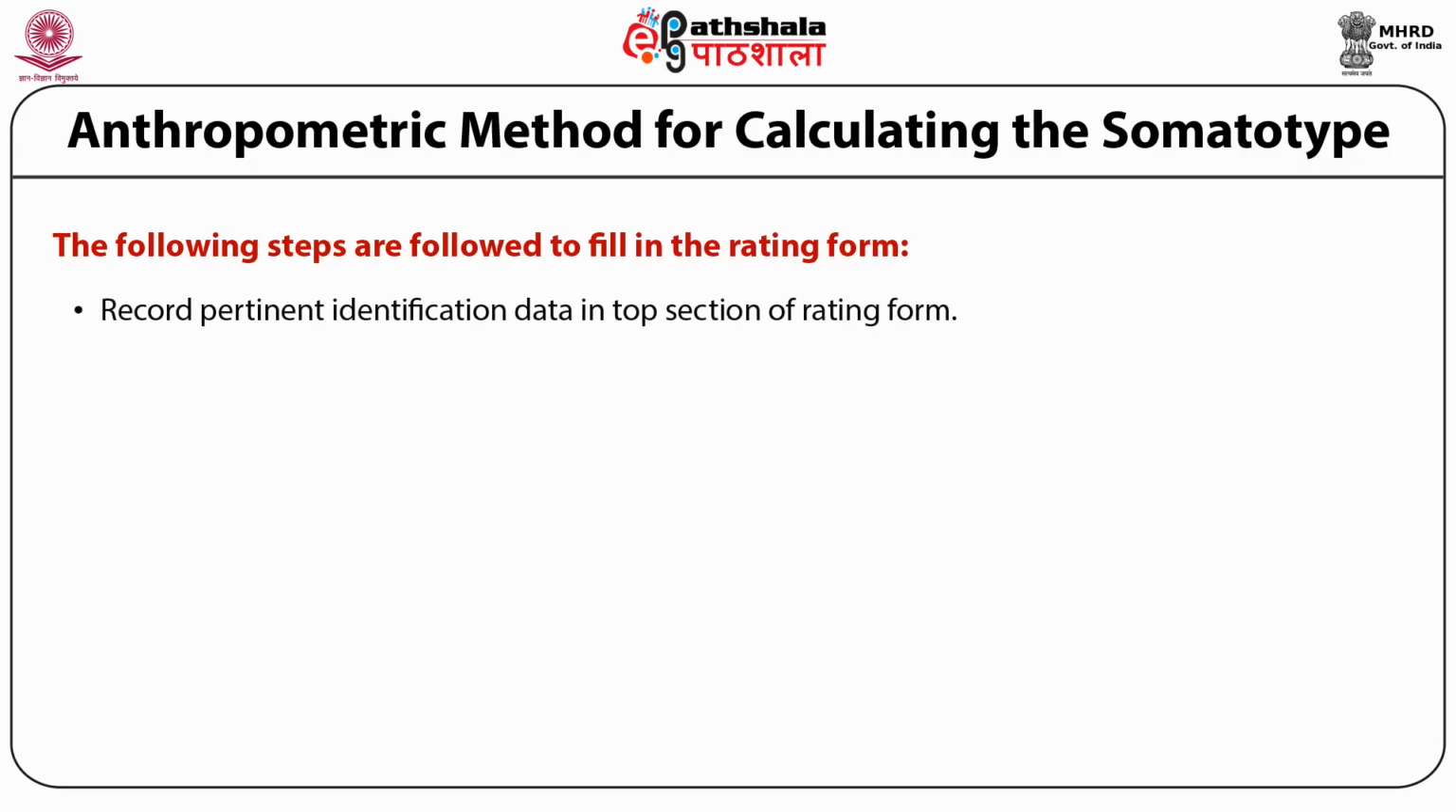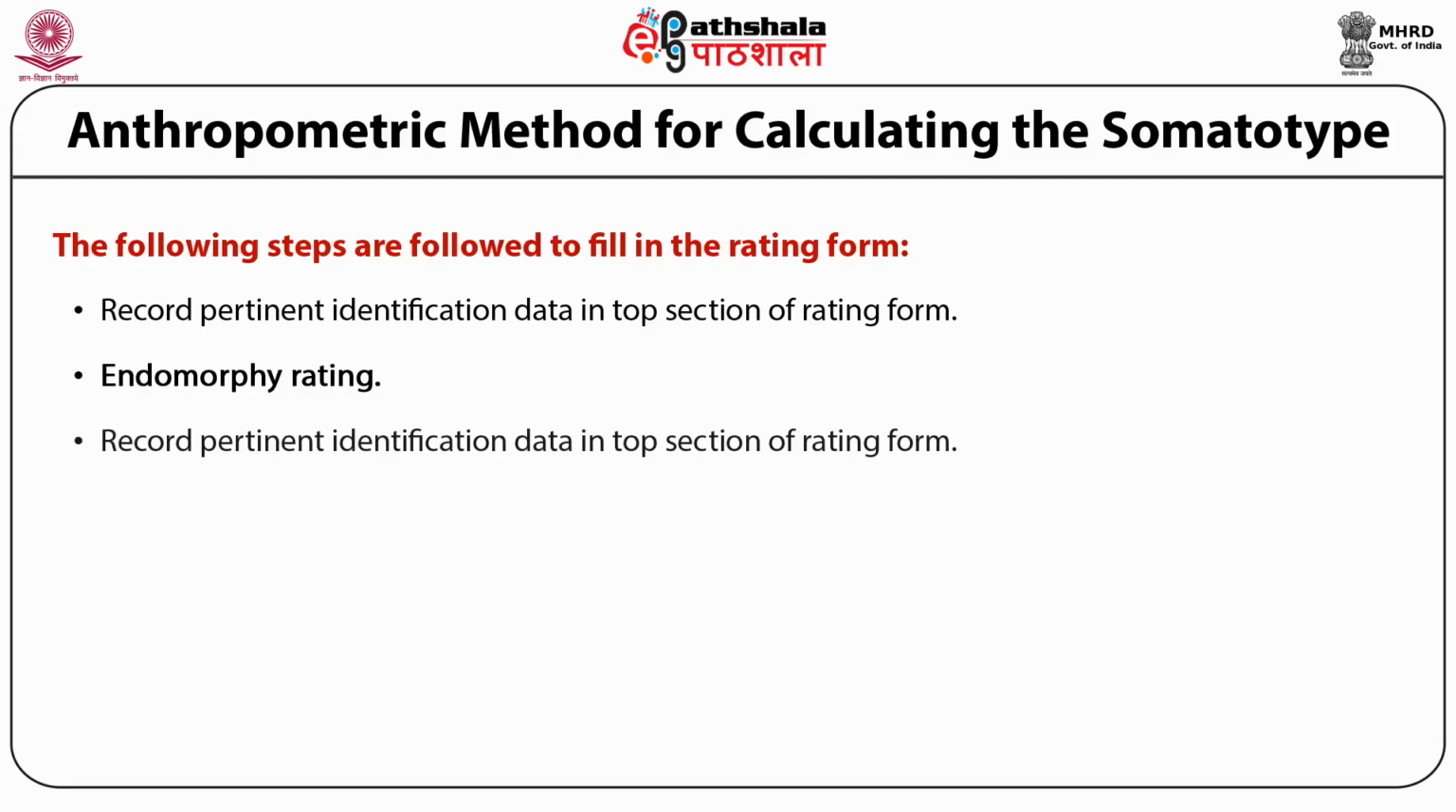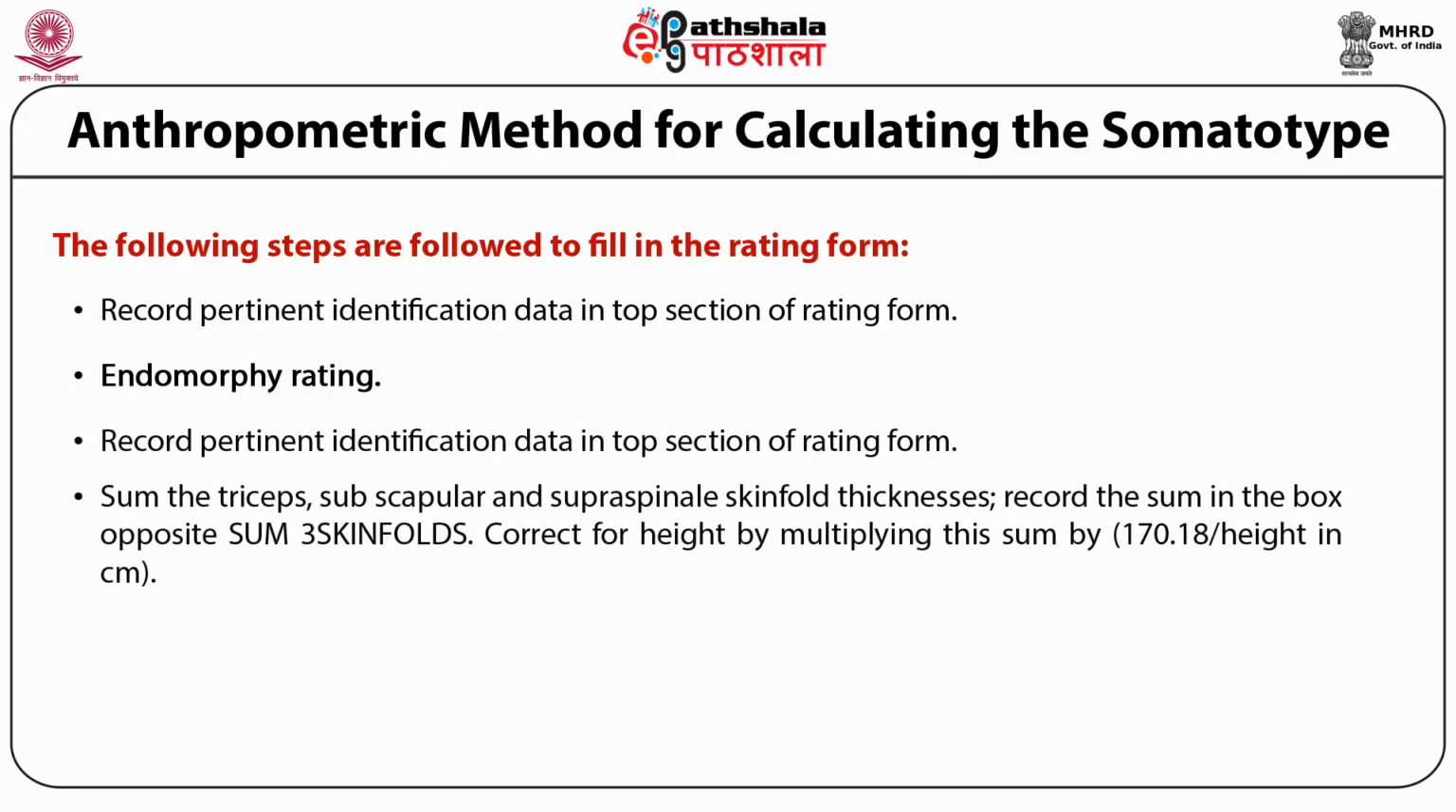First, record pertinent identification data in the top section of the rating form. Now for endomorphy rating, the steps are: record the measurement for each of the 4 skinfolds, sum the triceps, subscapular and supraspinale skinfold thicknesses, record the sum in the box opposite, sum 3 skinfolds. Correct for height by multiplying this sum by 170.18 divided by height in centimeters.